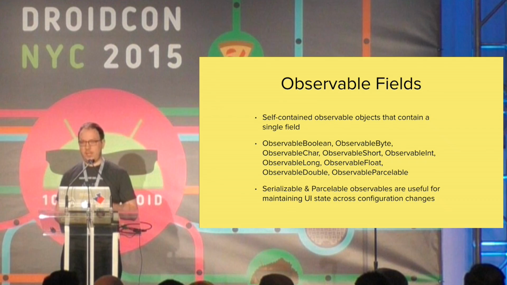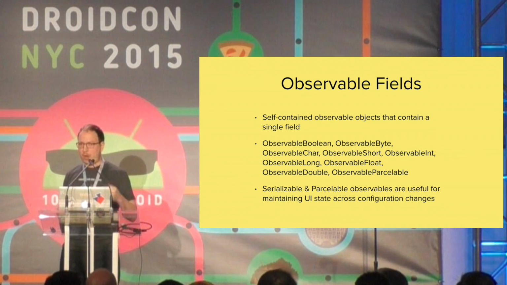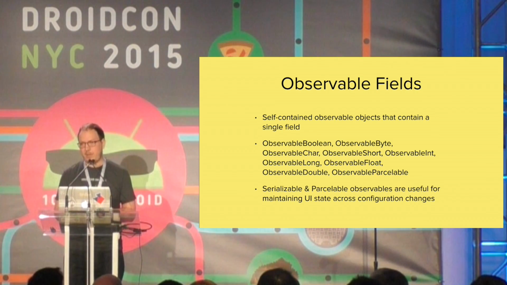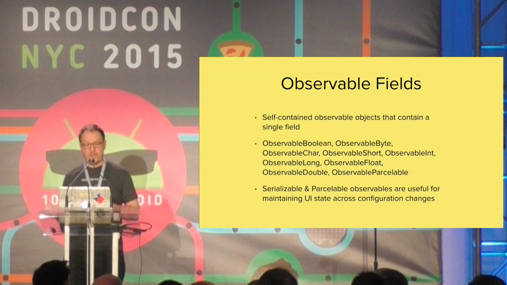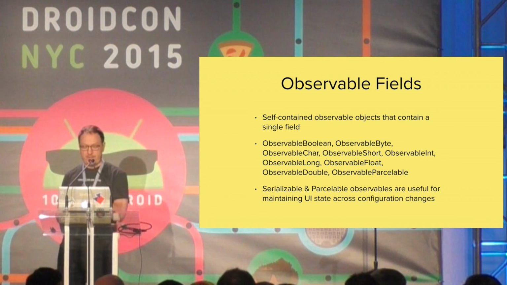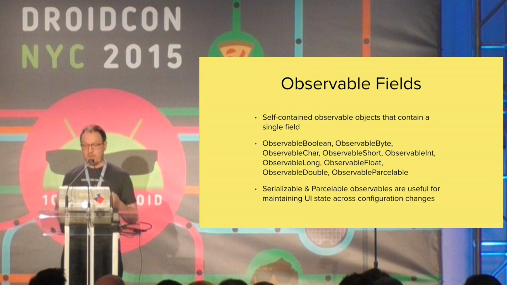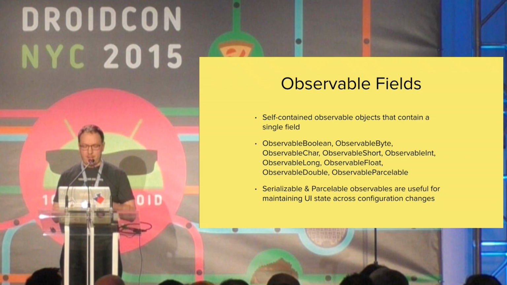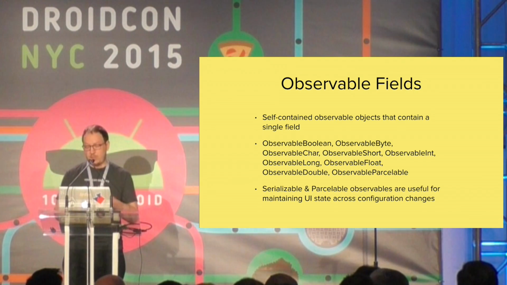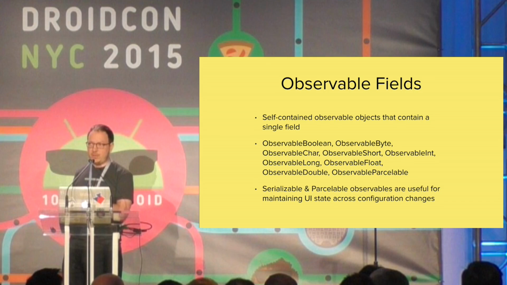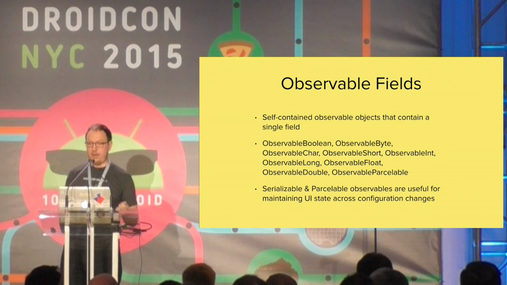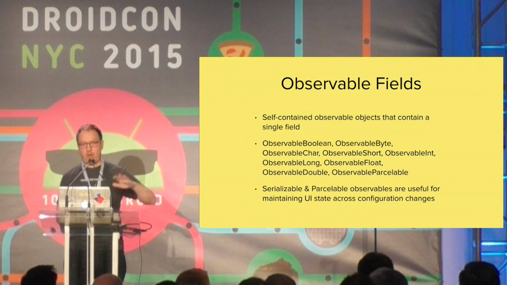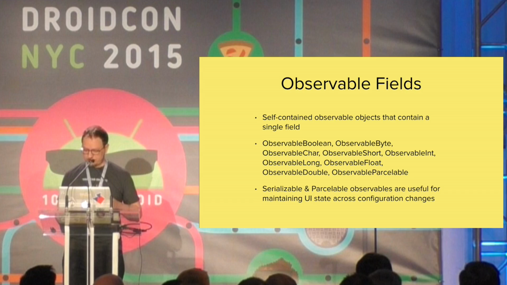But if you don't want to worry about property change notifiers or implementing base observable, you don't have to either, because the data binding framework gives you something a little bit simpler called observable fields. And these guys are self-contained fields that support observability. So there's an implementation for every single type that you can imagine. And a cool part about them is that they're serializable and parcelable. So if you use them for tracking your UI state across configuration changes, the UI will reflect that state automatically, which can be really awesome.